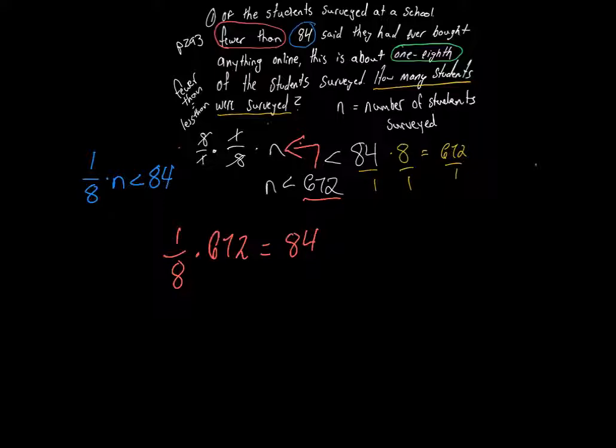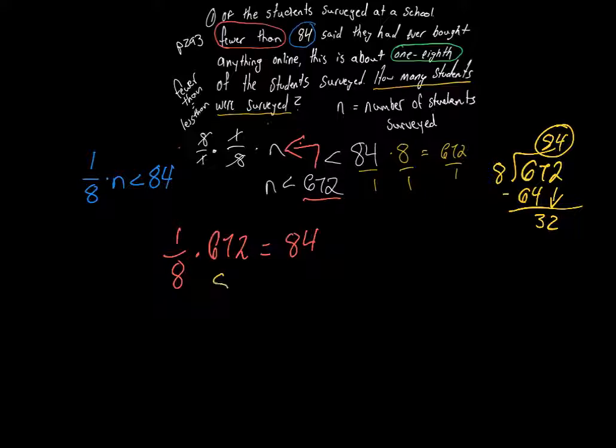If you don't believe me, let's work it out. 672 divided by 8. 8 goes into 67 8 times. 8 times 8 is 64. Subtract that. 67 minus 64 is 3. Bring down the 2. 8 goes into 32 4 times, and we get 84. So 84 equals 84. And that would give us a pretty good indication that we would know that we were right.